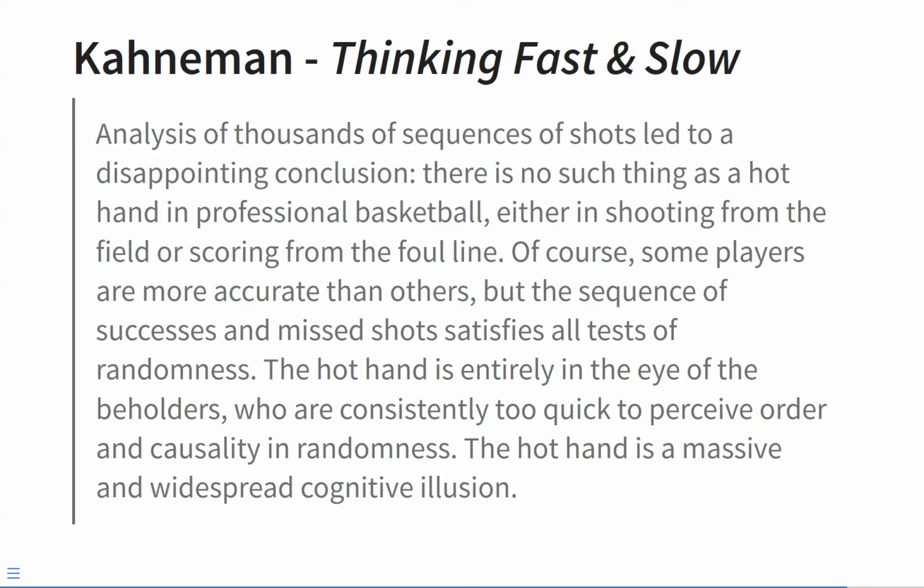Analysis of thousands of sequences of shots led to a disappointing conclusion. There is no such thing as a hot hand in professional basketball, either in shooting from the field or scoring from the foul line. Of course, some players are more accurate than others, but the sequence of successes and missed shots satisfies all tests of randomness. The hot hand is entirely in the eye of the beholders, who are consistently too quick to perceive order and causality in randomness. The hot hand is a massive and widespread cognitive illusion.